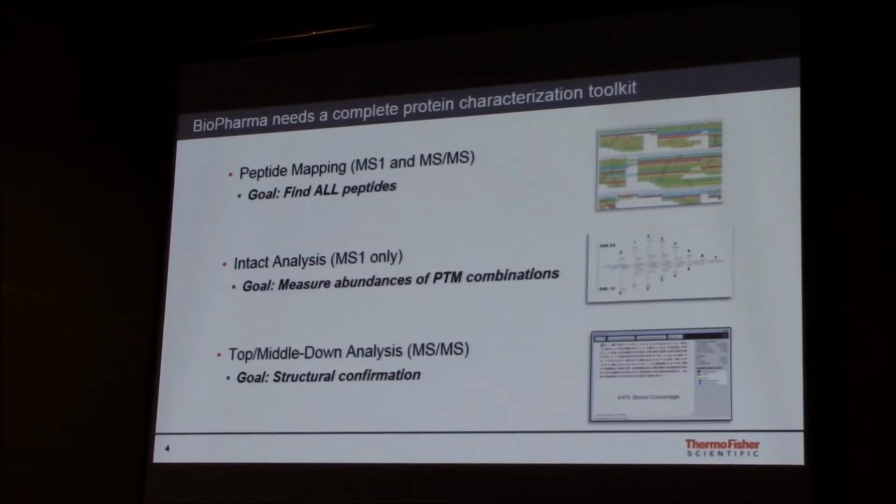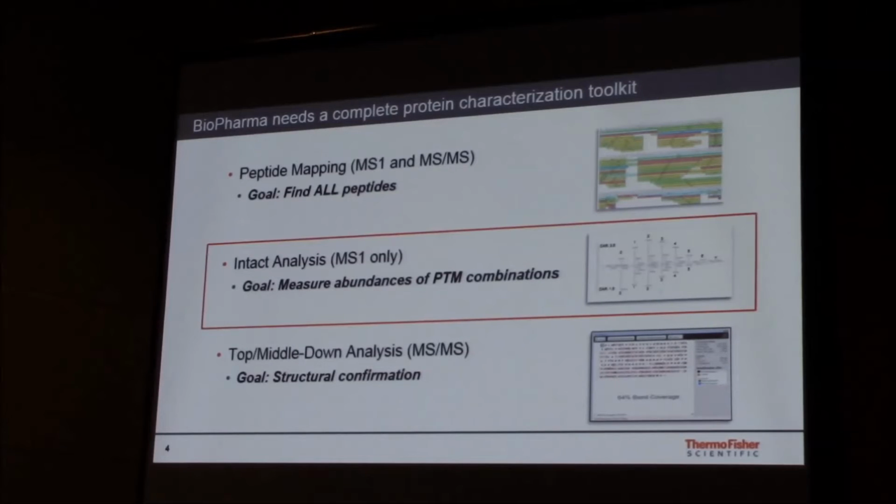And then in the end, the way to put these two together is with this strategy of top and middle down, so an MS-MS approach as opposed to the intact MS1-only approach. And here, this is basically a way of confirming the structures that we believe to be there. So the true core of all this is really here at the peptide mapping and the intact analysis.